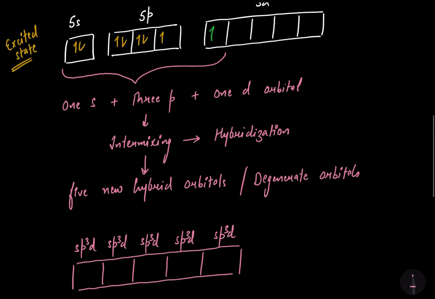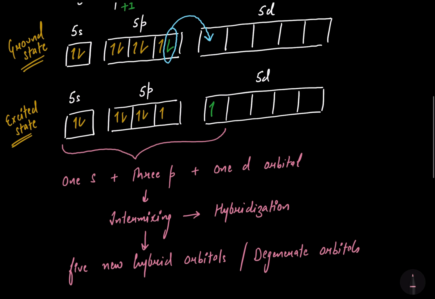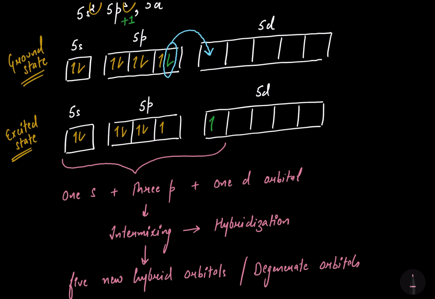Now let's fill the electrons. In the excited state, we can count the electrons. In 5s we are having a total of 2 electrons, in 5p we are having a total of 5 electrons, and in 5d we are having 1 electron. So in total we are having 8 electrons, the 2 in 5s, the 5 in 5p, and the 1 in 5d.